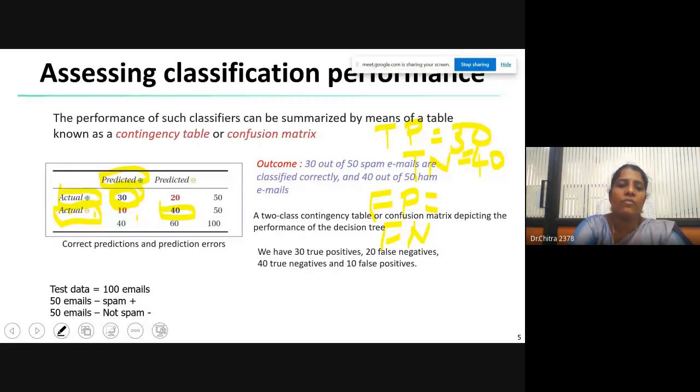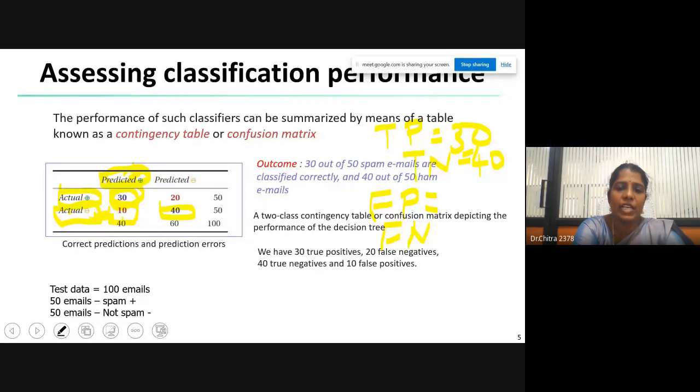In the same manner, false negatives. Here 10 is the false positive. Actually, this is negative, but the classifier predicted it as positive. Falsely predicted as positive means that is called a false positive.